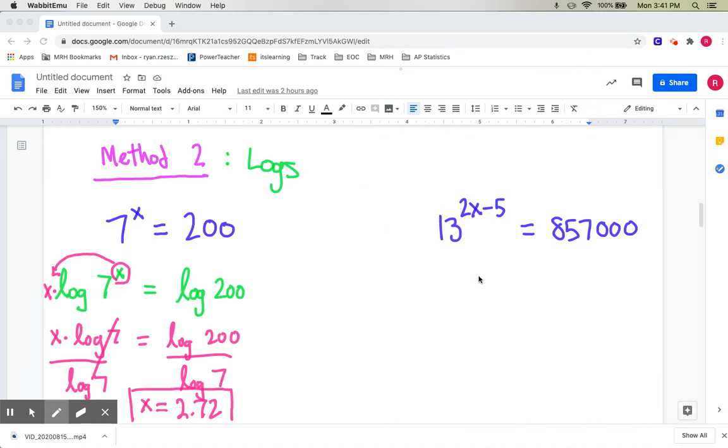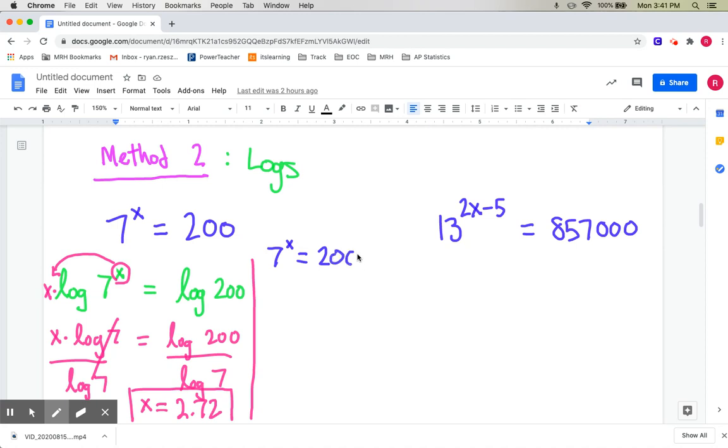Now, before I do the next example, this is one way you can solve with logs by doing what's called the common logarithm to both sides. There is actually a second option that you might like even a little better. So I'm going to rewrite the same problem before I go to the next one here.